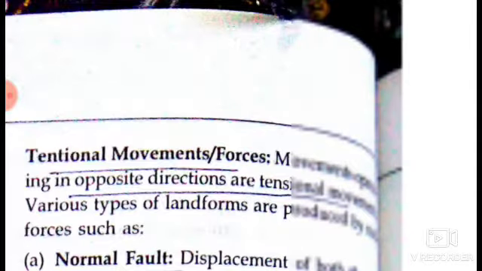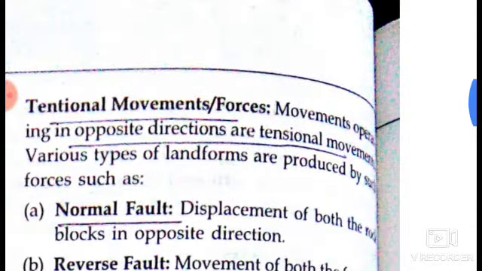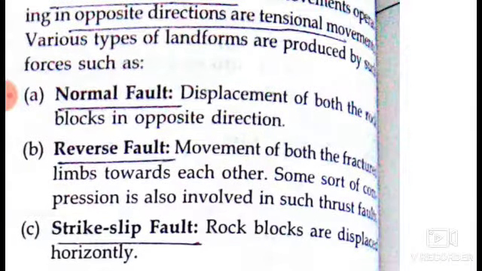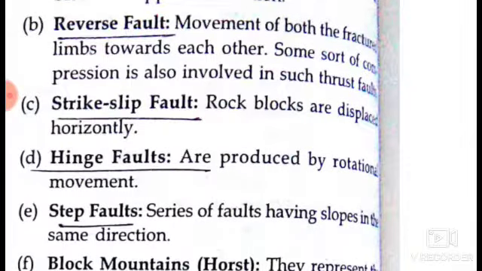So next are tensional movements, forces or movements operating in opposite directions. Various types of landforms are produced by such forces, such as normal fault, displacement of both the rock blocks in opposite directions; reverse fault, movement of both the fractured limbs towards each other. Some sort of compression is also involved in such thrust faults.